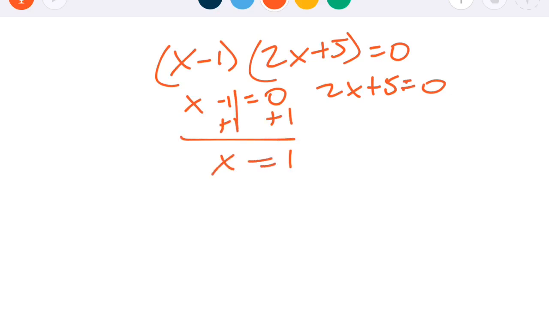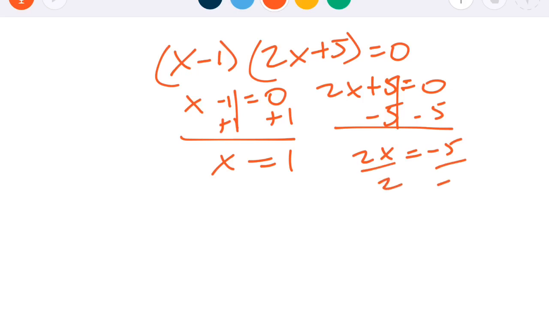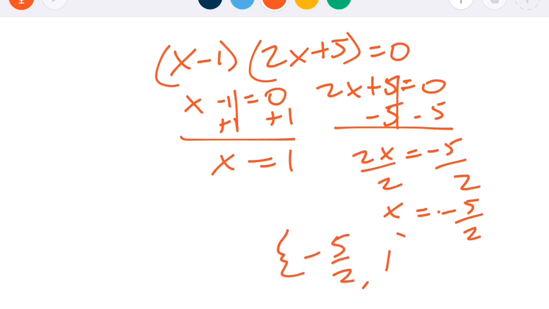So we get x equals 1. And then this one is going to get a little bit funky. We're going to have what looks like a fraction here, which is totally fine. So the final answer is negative 5 over 2 and 1.